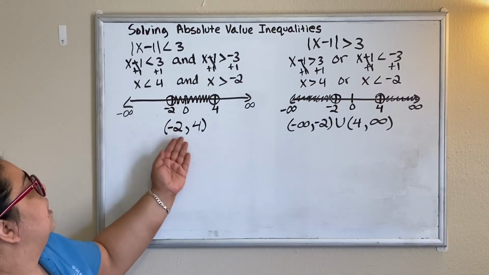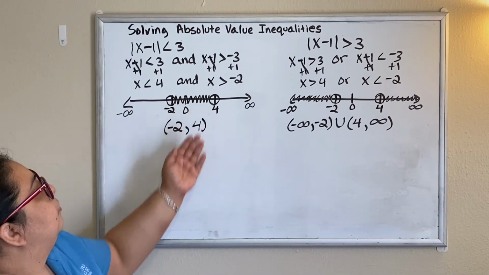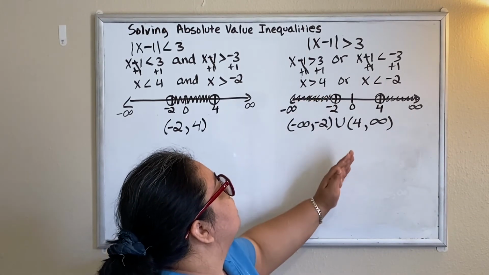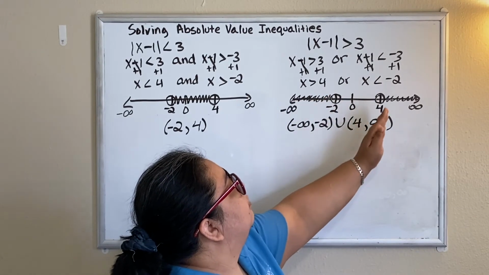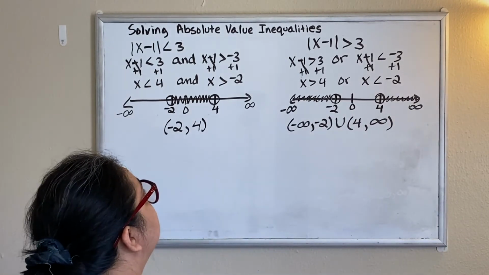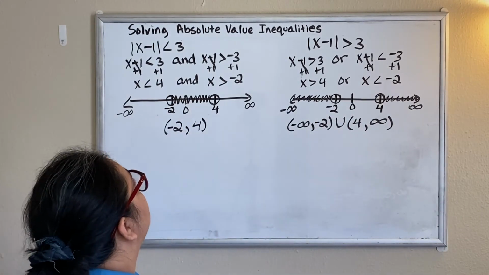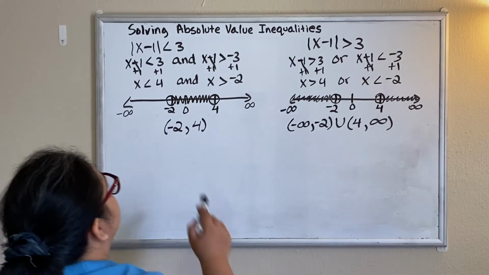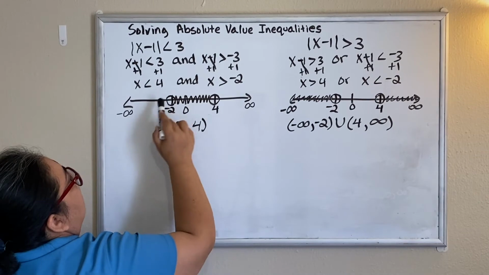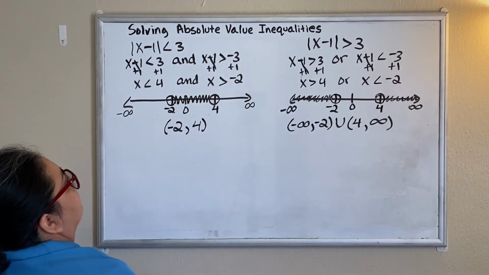And there's the difference between both of my problems. With an and statement, I shade between negative 2 and 4. With an or statement, I shade from negative infinity to negative 2. Then I skip to 4 and shade to infinity. Okay? Now these are open because I don't have the or equal to part. If I had a line underneath these, the or equal to part, they would be shaded in, but they're not.